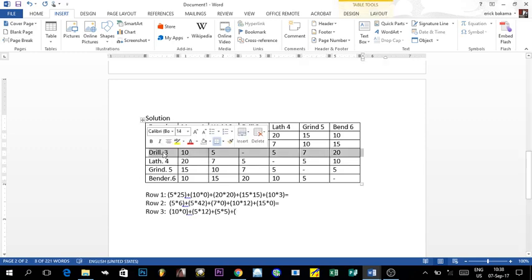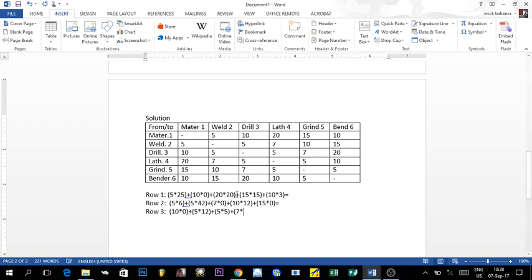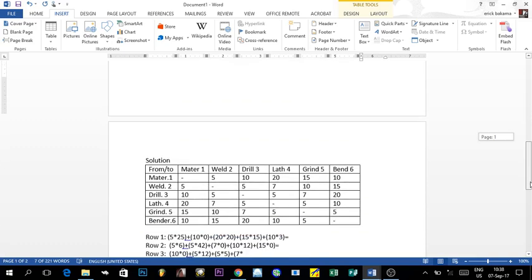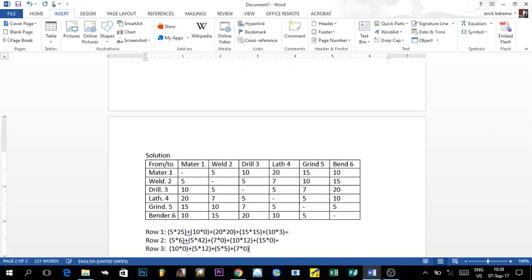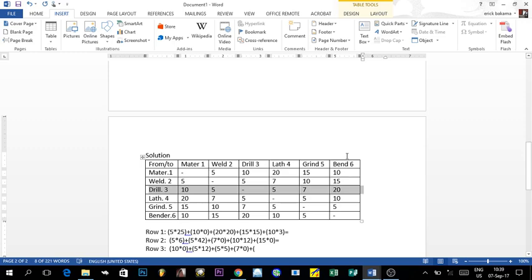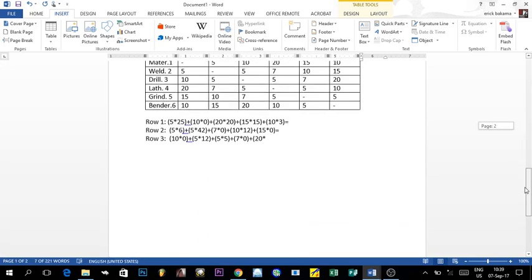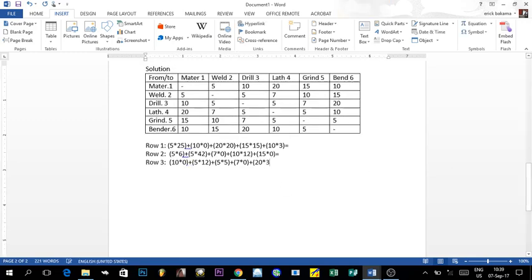Then we work for the drills and the grinder, which is room 3 and room 5. The distance is 7. How many units are moving from the drills to the grind? So we have drills here and grind, it's 0. There's nothing that is moving. So we have a value of 0. Plus here room 3 and room 6. Room 6, the distance is 12. But room 6 is the bender. So we are checking the distance between the drills and the bender. We have drills here and the bender, which is 38. So we have our value of 38 here.